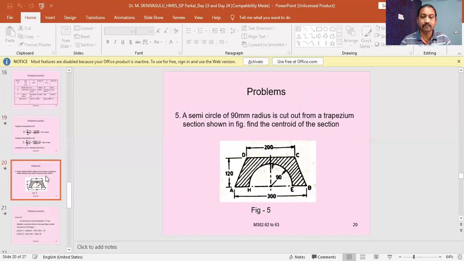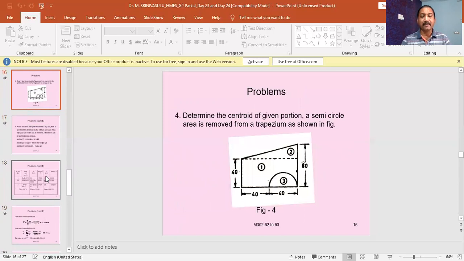So this is a problem. Determine the centroid of a given portion. A semicircle area is removed from the trapezium as shown in the figure. So this is the figure given.